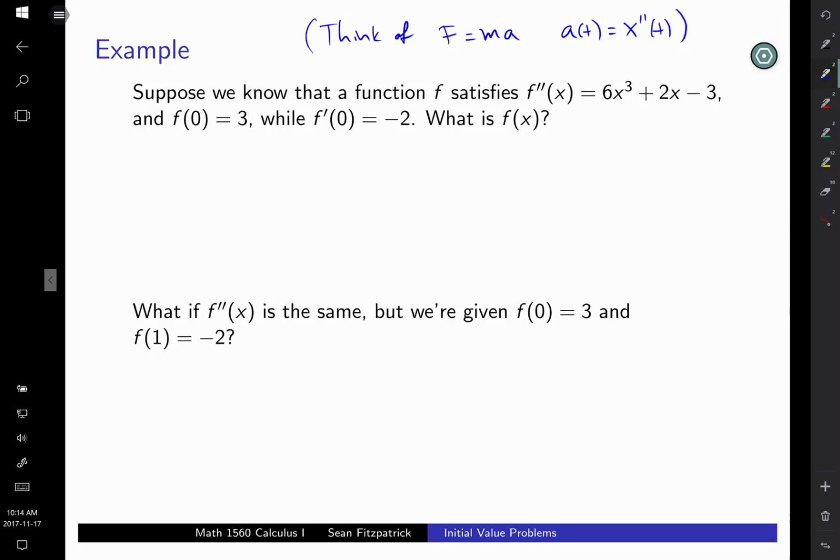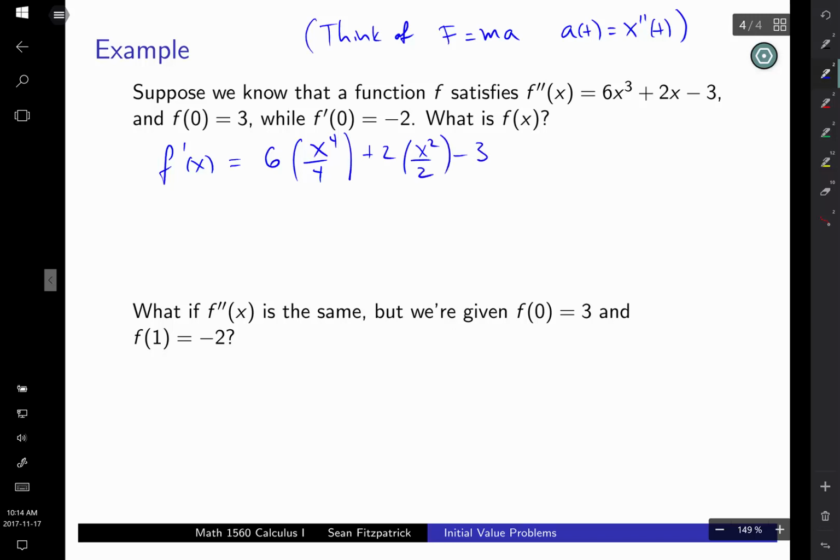So f double prime is 6x cubed plus 2x minus 3. So to calculate f prime, I reverse the derivatives once, right? So I go 6. The antiderivative for x cubed is x to the 4 over 4. 2, the antiderivative for x squared, x to the 2 over 2.